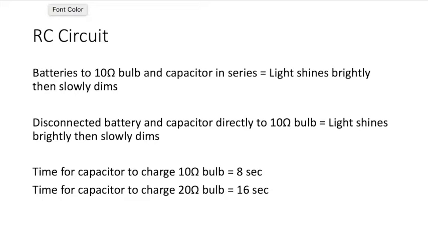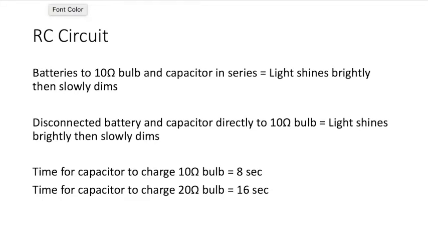ohm bulb, a 9 volt battery, and a 200 megafarad capacitor. First, the battery, 10 ohm bulb, and capacitor were connected in series. The light shines very brightly, then slowly dims. The same happens when directly connecting the capacitor to the 10 ohm bulb. The time it took for the capacitor to discharge through the 10 ohm bulb was roughly 8 seconds.